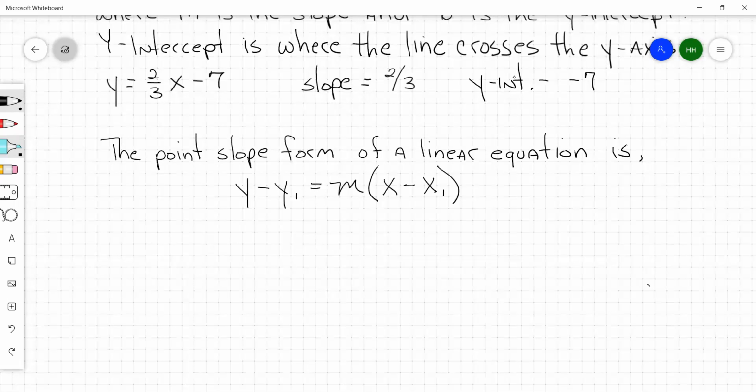So when a line is in point-slope form, you know the slope of the line, and you know a point on the line, okay? So the slope of this line is whatever the value of m is. A point on this line would be at x sub 1 and y sub 1.